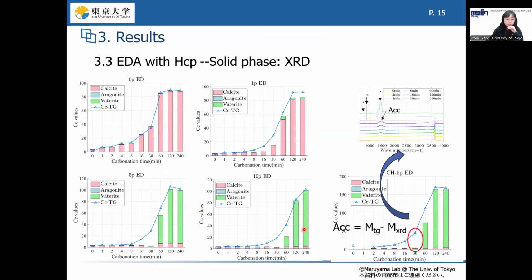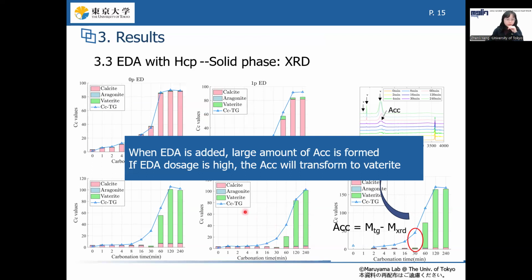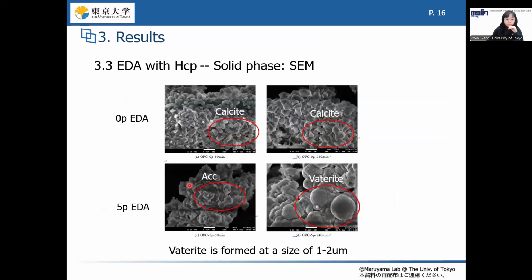So from this comparison, we found that when ethylenediamine is added, a large amount of ACC phase is formed, and it will transform to calcite at 1% of addition. But if the dosage is high, the ACC will finally transform to vaterite. We also confirmed the formation of ACC and vaterite in the 5% addition by SEM, at 16 minutes after carbonation and 4 hours after carbonation.